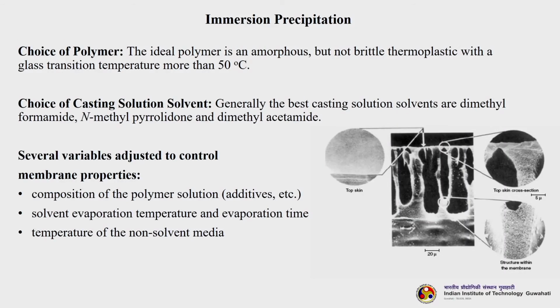Apart from this, there are several variables that are adjusted to control membrane properties. Some of them are the composition of the polymer solution, such as whether you add other additives which can help in forming pores of a particular size, then the solvent evaporation temperature and evaporation time, and the temperature of the non-solvent media. All these process parameters can be optimized to get a desired pore size and pore size distribution. You can see how it looks. This is the top skin, this is the enlarged image of the top skin, and this is its cross section, and these are the pores.